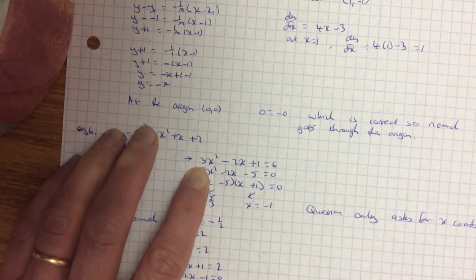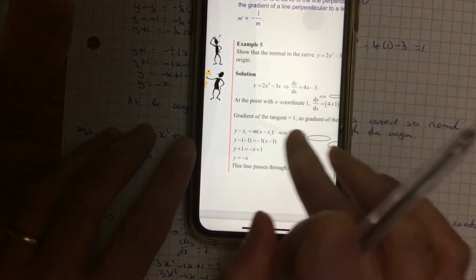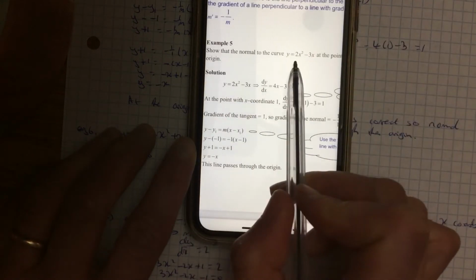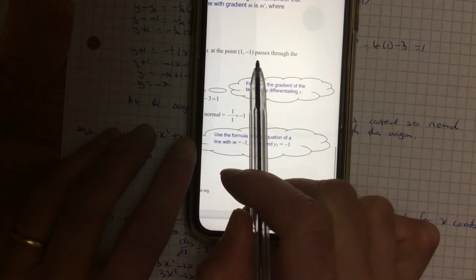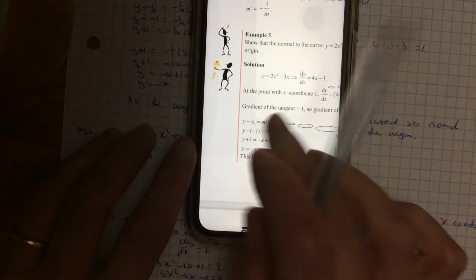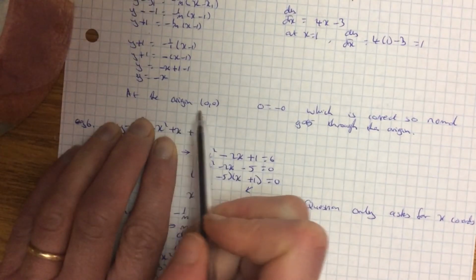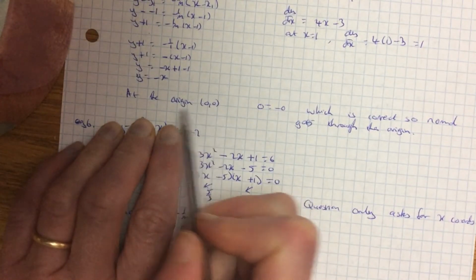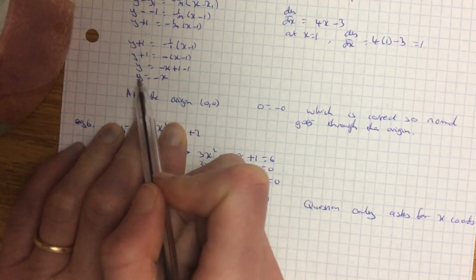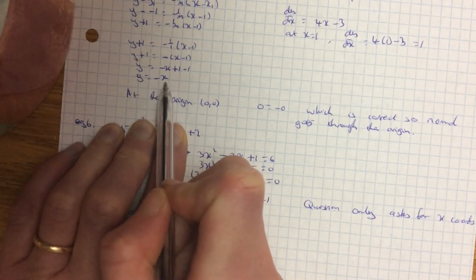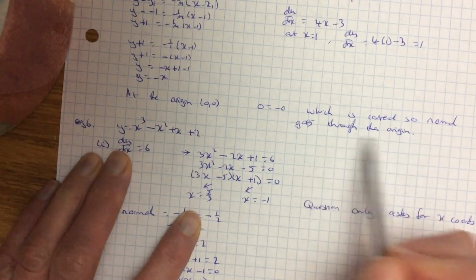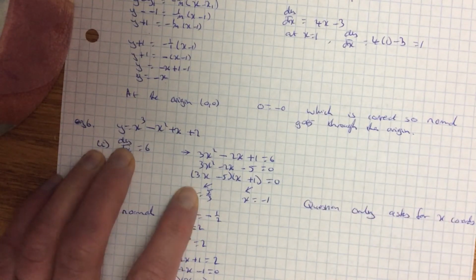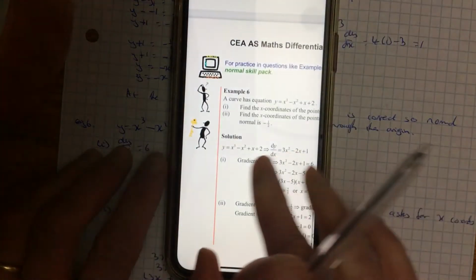Now, the question there, if I just scroll it up here, show that the normal to the curve. So I found the normal to the curve at this point. And the question is, show it passes through the origin. So to show it passes through the origin, you just sub it in. So at the origin, 0, 0. So if you put 0 in y and 0 in x, 0 equals minus 0, so basically 0 equals 0, which is correct, so the normal goes through the origin. And that is the last question, number 6.